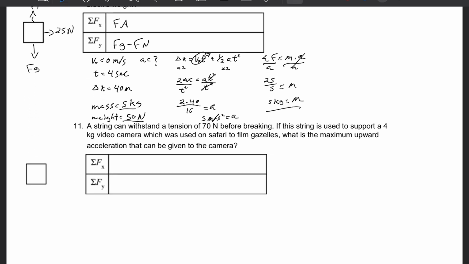Number 11, a string can withstand a tension of 70 newtons. So going up, we have a force of tension of 70 newtons. If this string is used to support a 4 kilogram video camera, in the box we put a 4 for the mass, which was used to film gazelles. What maximum upward acceleration can be given? So what will the acceleration be given? So in the horizontal, we got nothing. In the vertical, we've got Ft minus Fg.